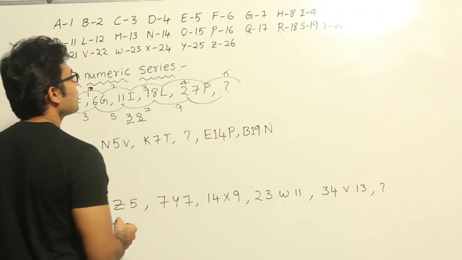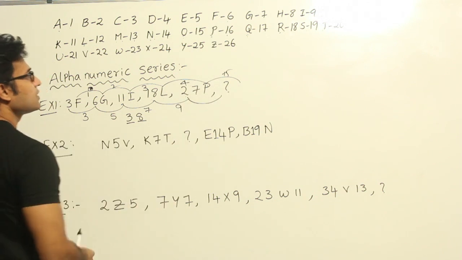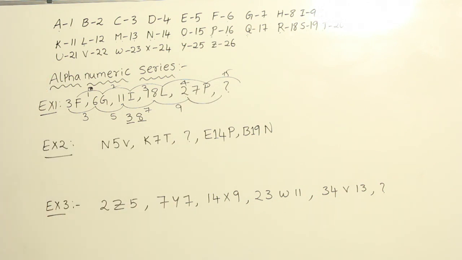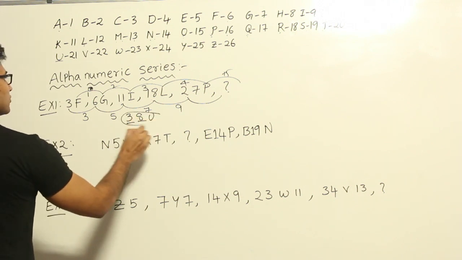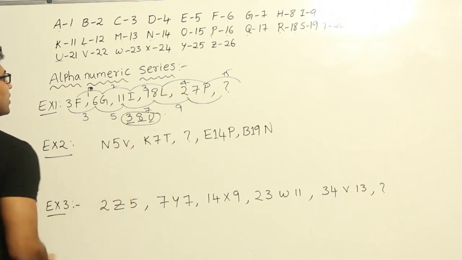So you have to take P and do plus 5. P is 16 and 16 plus 5 is 21, therefore 21 is this U, therefore it is 38U. That is the term at the end of the series.